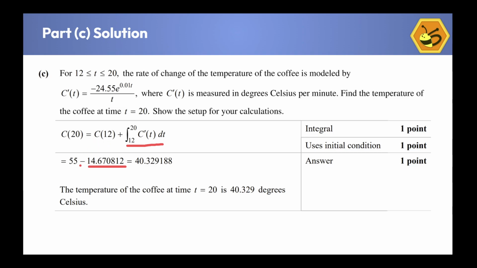This is 55, we already know. And this should be a negative value because the temperature is decreasing. So we will get 40.329 at the end. So 1 point for the integral, you need to write it out. And you need to use the initial condition for 1 point, and 1 point for the answer. Yes, this is the fundamental theorem of calculus.